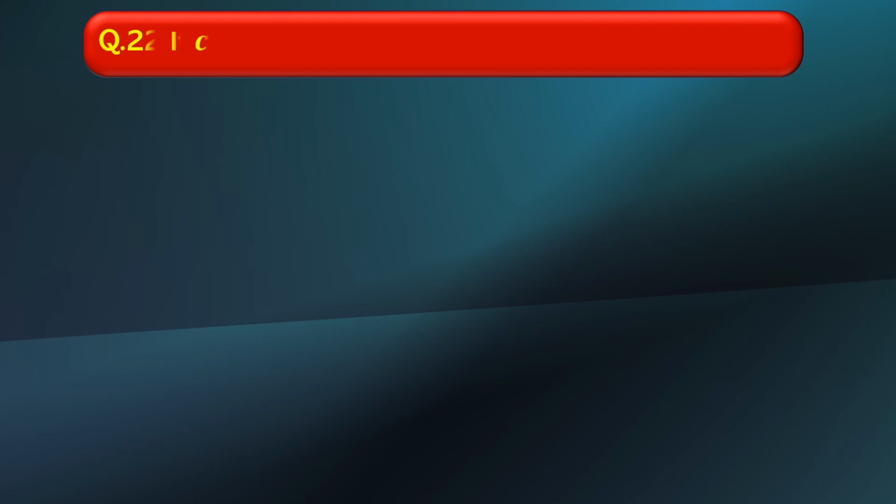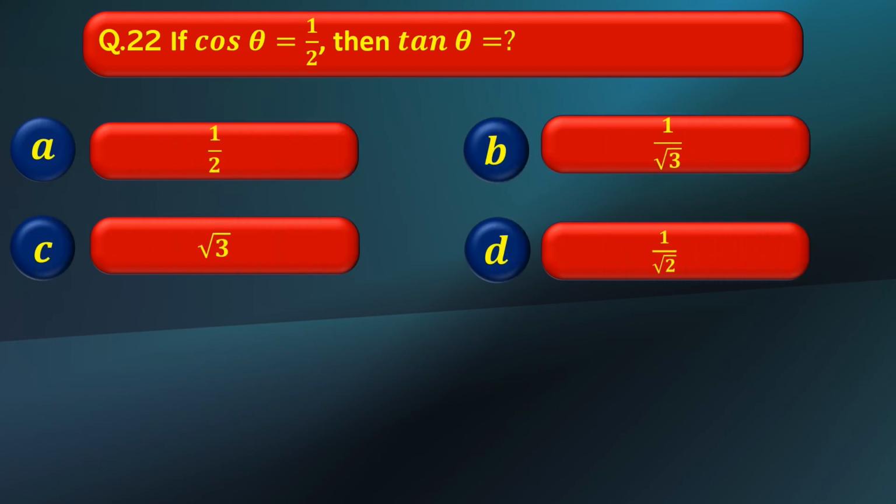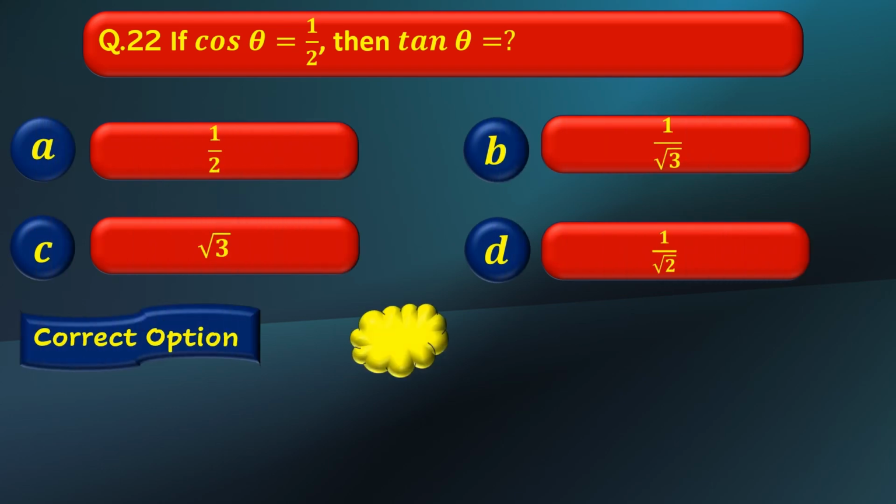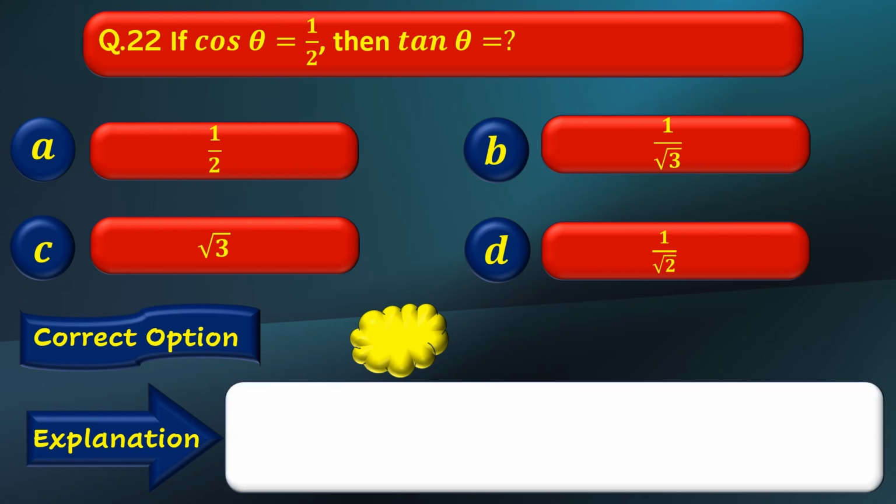Question number 22. If cos theta is equal to 1 by 2, then tangent theta is equal to, and the options are, and the correct option is. But before that, let's explain it. Here, cos of theta is equal to 1 over 2. Therefore, secant theta will be equal to 2 as secant is reciprocal of cos theta.